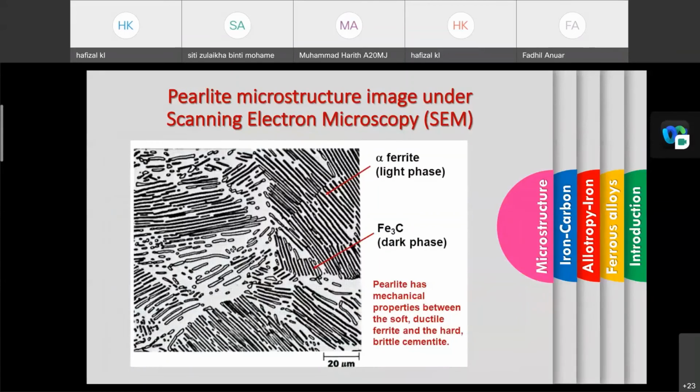You can see the light phase. Okay, the light color indicates the alpha ferrite. For the black color, the darker phase indicates the cementite. So as you can see, there is lamella at a certain orientation. Like this one is a boundary here. So the orientation is different at different grain boundaries, and then it will sandwich around something like this.